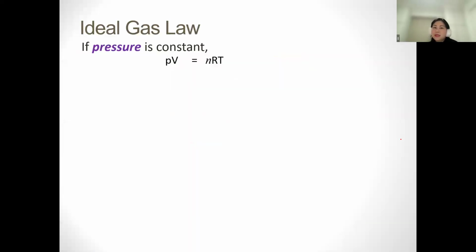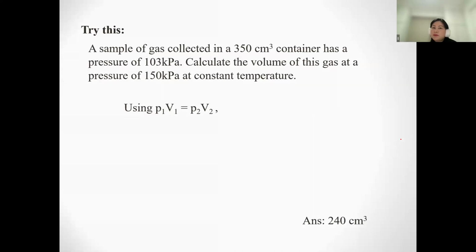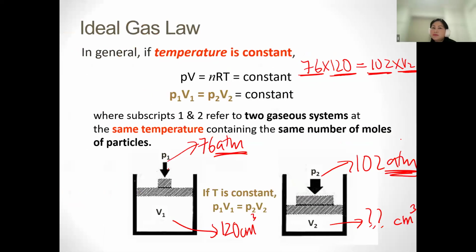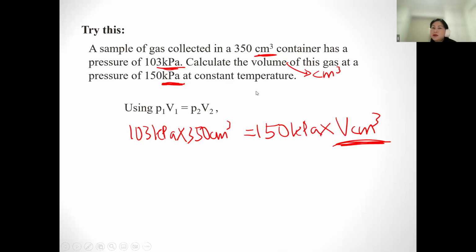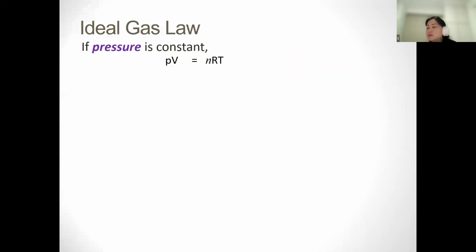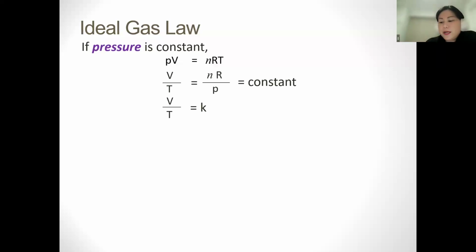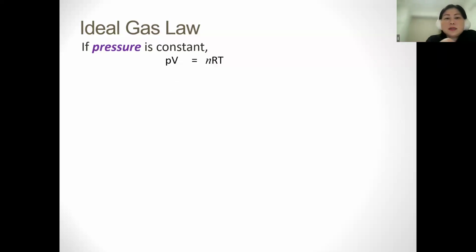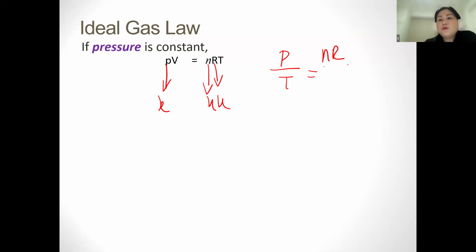Okay? So that was a case where the temperature was constant. Can you see temperature constant? Now, what if this time round it is not temperature? Let us make pressure constant. If I make pressure constant and rearrange the equation, I will find that this is the case. So let's move the constants all together on one side. Then I will get P over T equals nR over V.